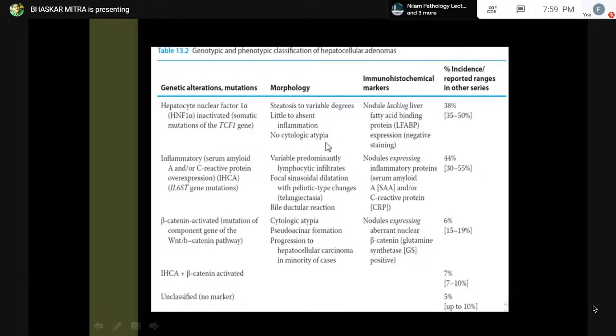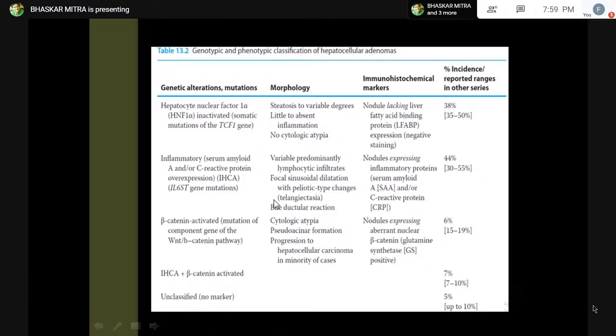In the inflammatory one, as the name suggests, there is a variably prominent lymphocytic infiltrate and an increase in sinusoidal dilatation, giving rise to peliotic type of changes in the liver and showing telangiectasia. There may be bile ductal reaction. There may be overexpression of inflammatory proteins like C-reactive protein and serum amyloid associated proteins.